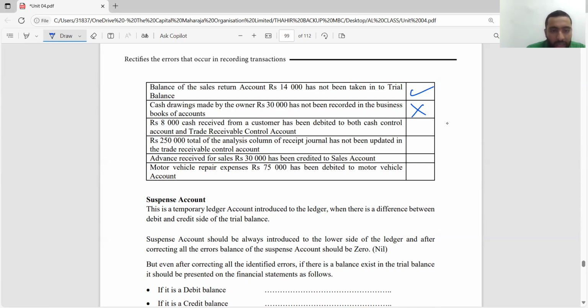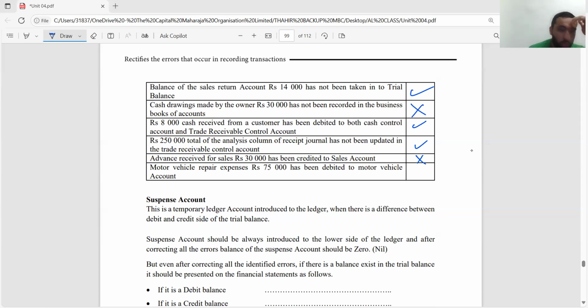Okay. 8,000 cash received from a customer has been debited to both cash control account and trade receivable control account. Yes, you can see. Very simple. 250,000 total of analysis column of receipt journal has been updated in the trade receivable control account. Yes, you can see. Right? Advance receipt for sales 30,000 has been credited to sales account. Very good. You can't see.